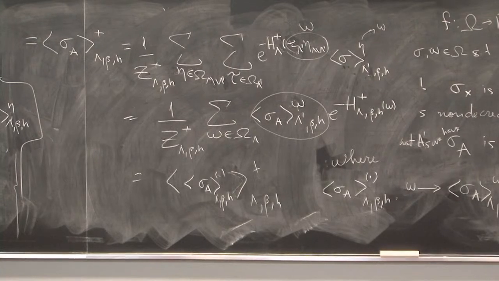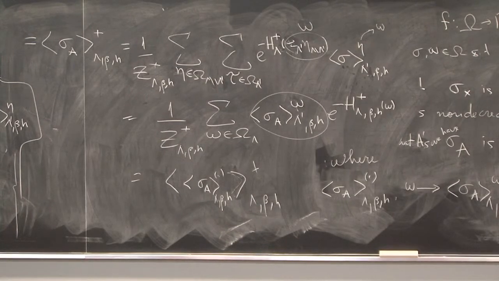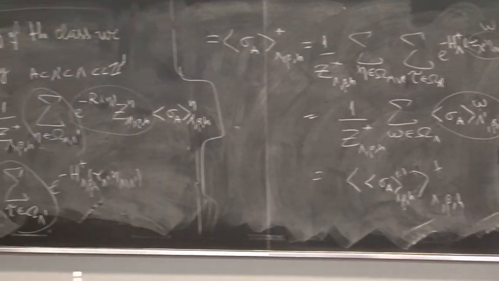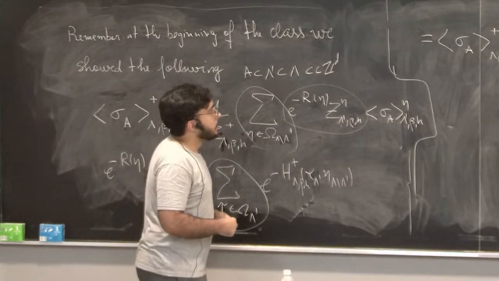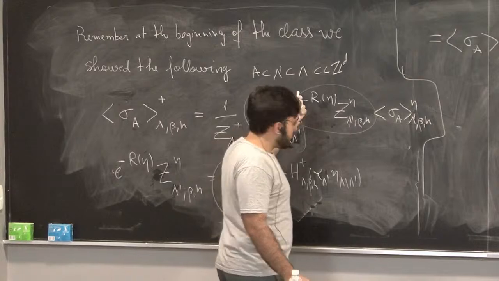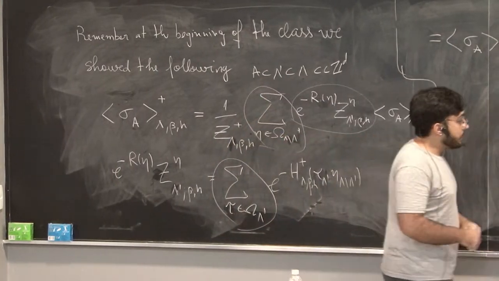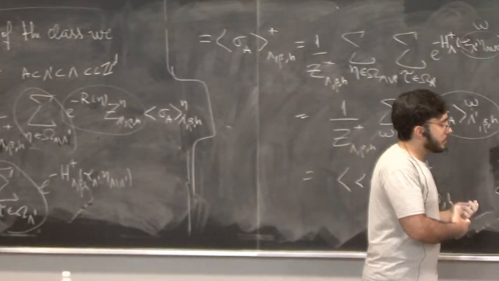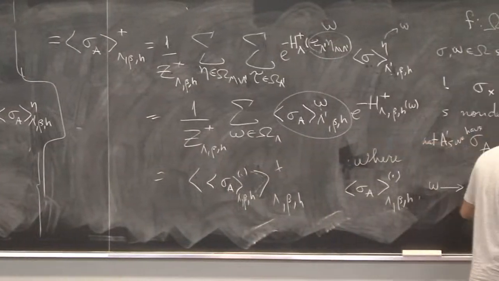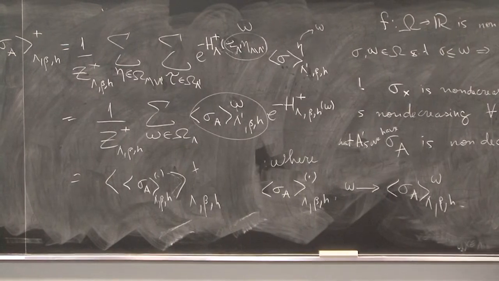So it's not so hard to see. With a little bit of care, you can show that a similar relation holds when A is not inside here, and it can only be inside lambda. You can also show that this equation holds for any local function instead of sigma A.